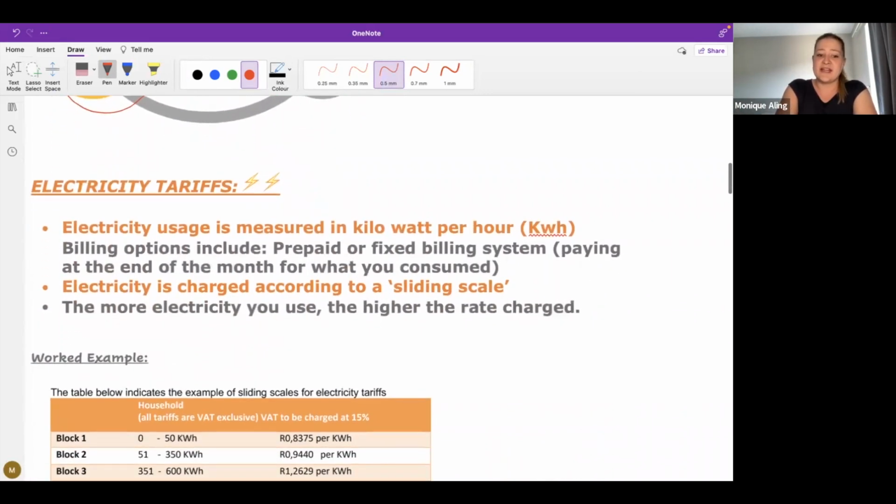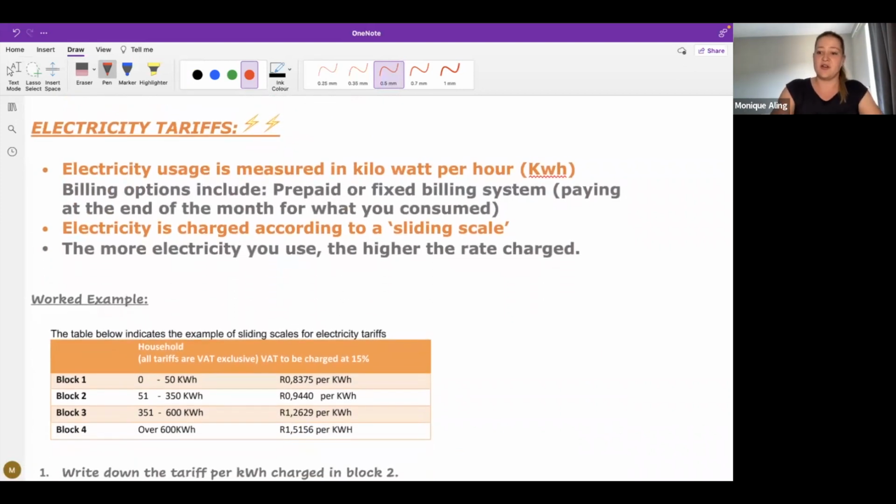So before we get started with the electricity tariffs, it's also just important to know roughly what they are about. So electricity usage is measured in kilowatt hours. So you'll always see the kWh units next to your consumption in your questions. Okay, electricity has two types of billing options. It can be prepaid or it can be a fixed billing system. The fixed billing system is when you just use electricity for the whole month and then you get your bill at the end of the month based on how much you've used. Obviously, prepaid means you pay before you use the electricity.